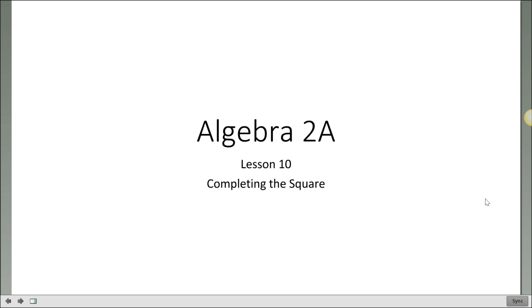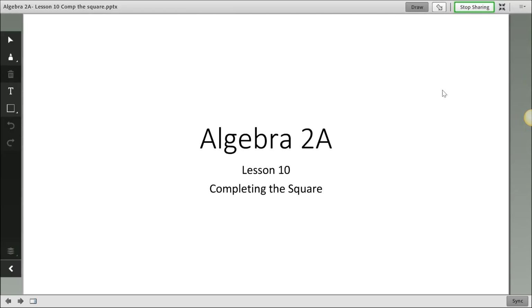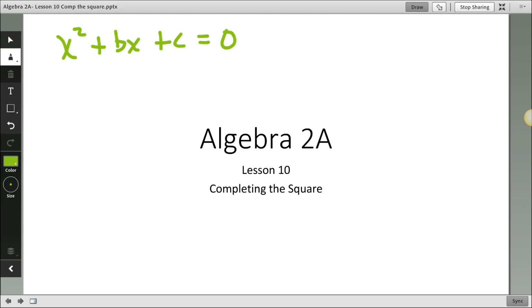So now for completing the square, we have to have the quadratic equation in the form x squared plus bx plus c equals 0. And then we're going to work on it from there. But the key point here is that the leading coefficient must be 1. If it's anything else, we've got to do something. And we'll look at the rest of the process in just a minute. So let's get started looking at this.